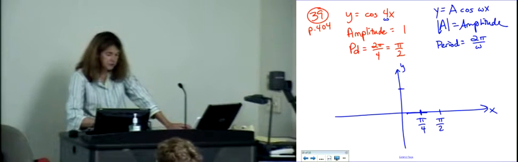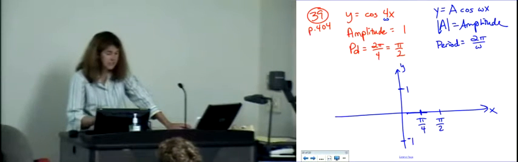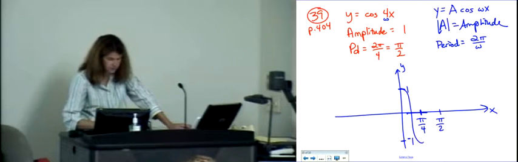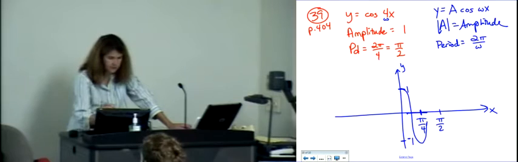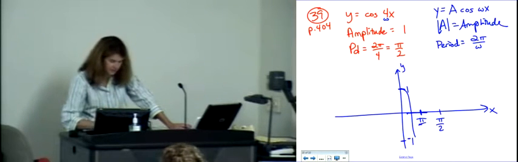Okay, the amplitude is still 1, so we know we're going up to 1, down to -1. This is a cosine graph. So this one's going to look something like, since it's cosine, I can't draw though. My pen got stuck here.